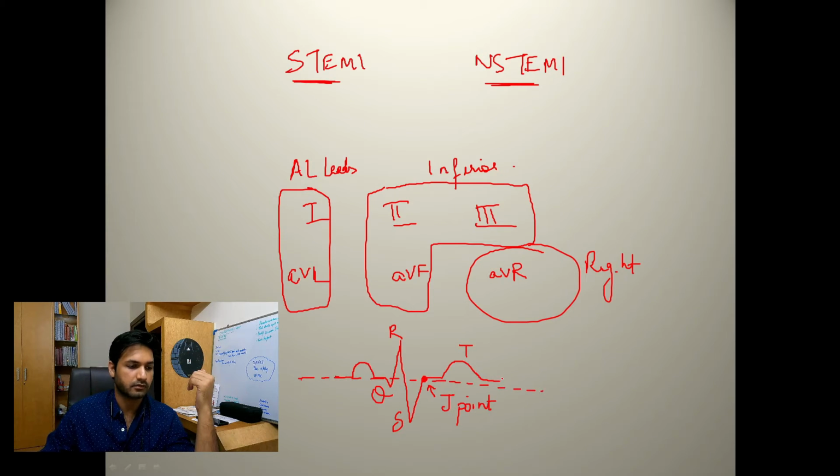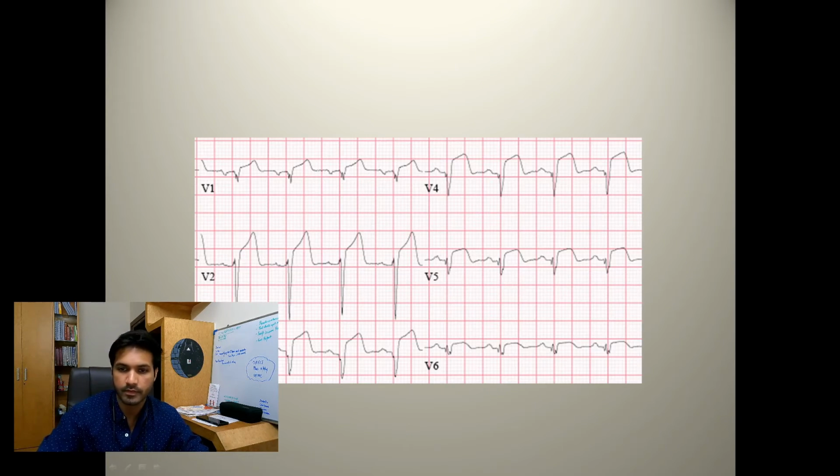This is the baseline over here. If this J point is above, then we call it an ST elevation. If this J point is below, then we call it non-ST elevation or ST depression. Okay, now let's look at a few examples.